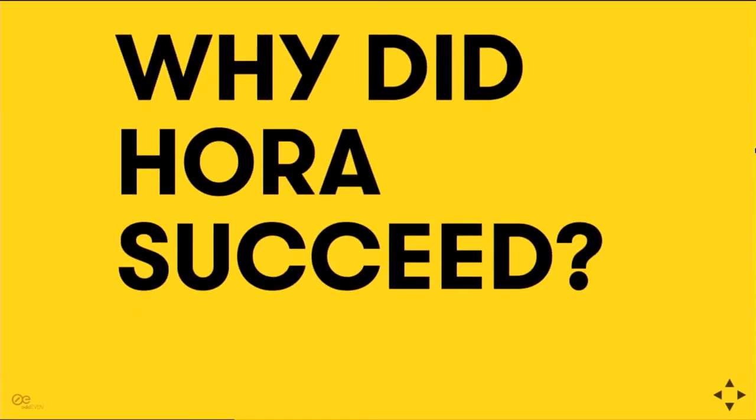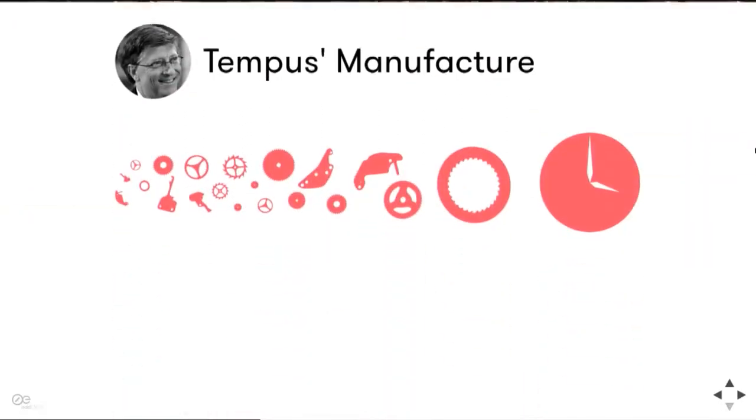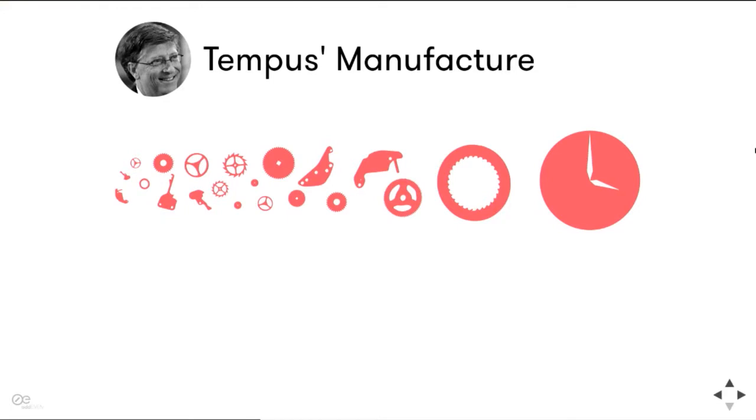So that's the story, but it doesn't really tell you why he succeeded, right? Why was he successful and Tempus was not successful? To understand why, we're going to look at the watch manufacturing process of these two watchmakers. So first, let's look at Tempus' manufacturing process.